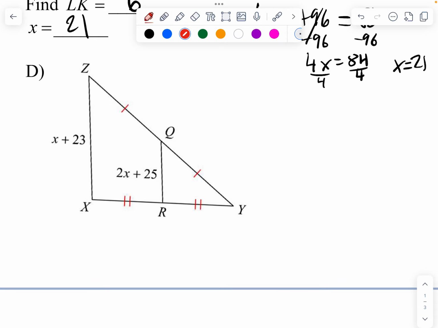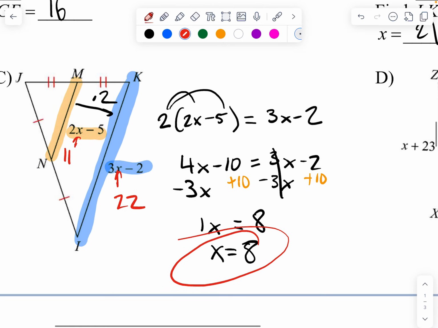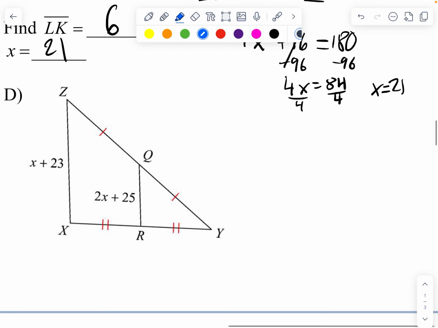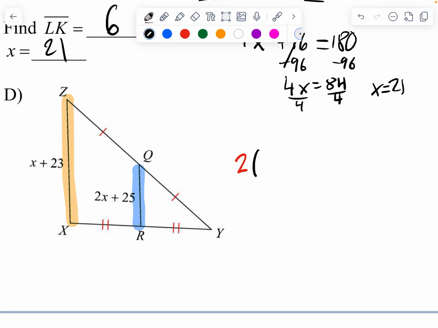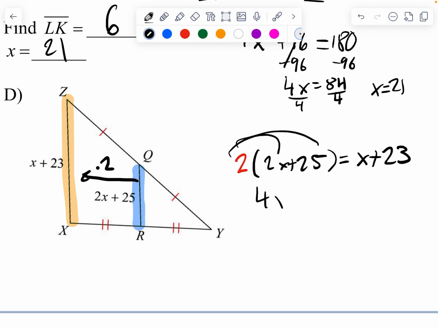Now D is exactly like what C was doing. Like literally the exact same process, right? You have your mid-segment. We can see it's a mid-segment from the notation there, right? So we have the mid-segment, and the leg in the triangle that it's parallel to, we're told, is x plus 23. So I would set that up the same way, where I would say I'm going to double my 2x plus 25 to get my longer segment, x plus 23. Right? Because I know that if I double the small, we get the big. Okay, so distribute that 2 in. 4x plus 50 equals x plus 23.